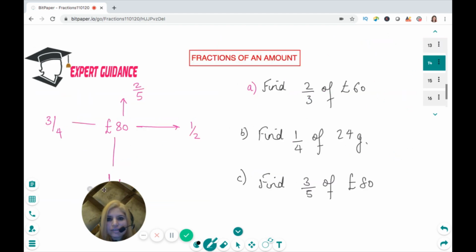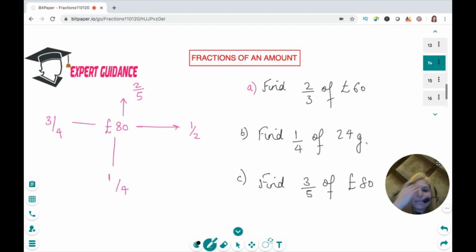Now, how do you find the fraction of an amount? Fraction of an amount is they'll give you a fraction and a number, and you need to find the fraction of that. It follows the simple rule: do the normal multiplication. For example, this is half of 80. So 80 times a half. You put that over 1 and you do normal multiplication. The answer would be 40.